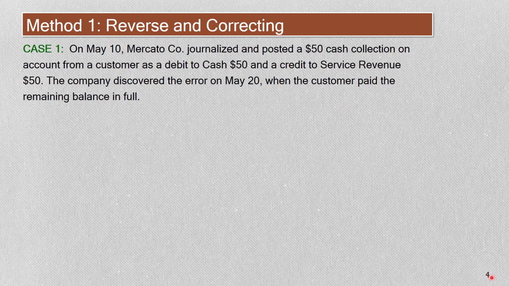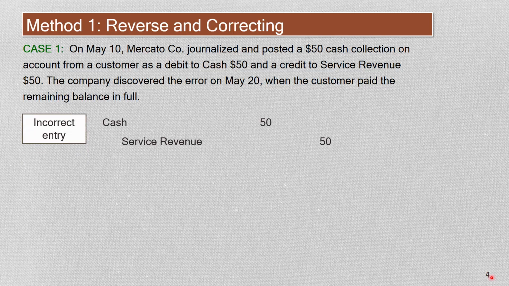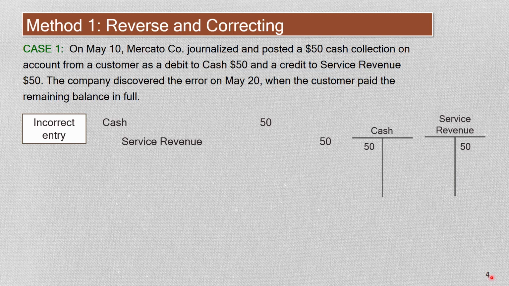So here's case number one with method number one, the reverse and correct. So Mercado Company journalized and posted a $50 cash collection from a customer as a debit to cash and a credit to service revenue. On May 20th, they discovered their error. So on the 10th, they debited cash and they credited service revenue.